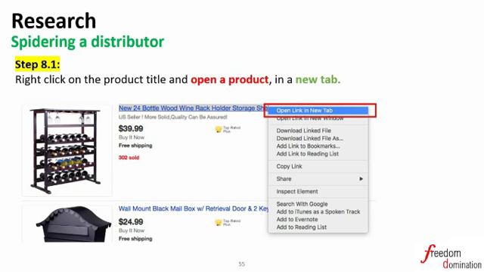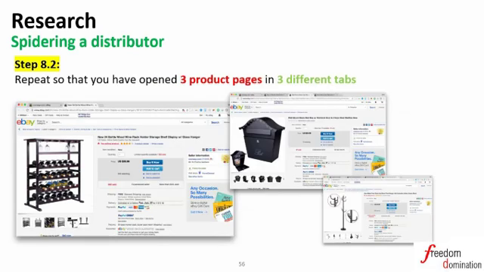You will reach the product page after checking all the options earlier. Now right click on the product title and open a product in a new tab. Repeat so that you have opened 3 product pages in 3 different tabs.